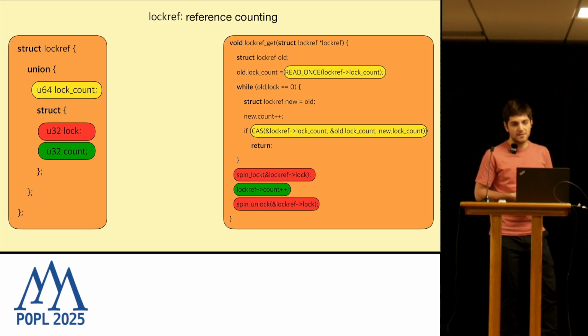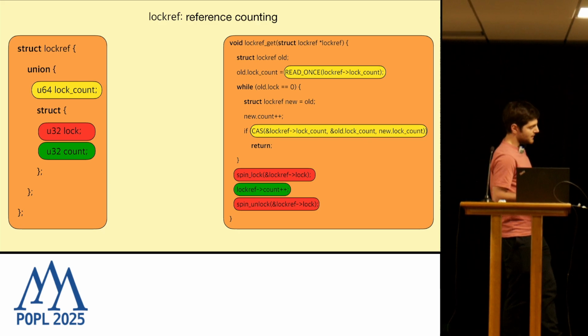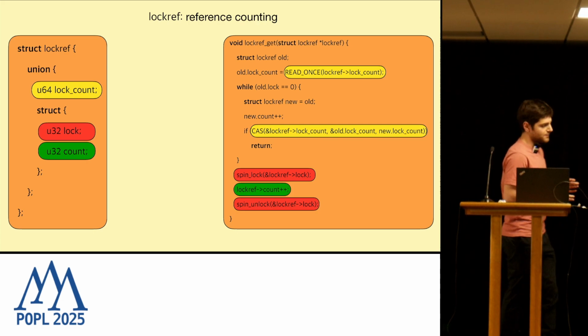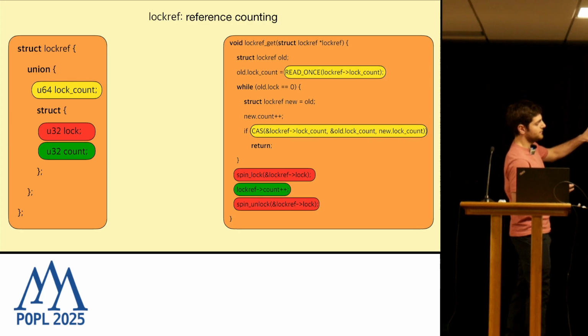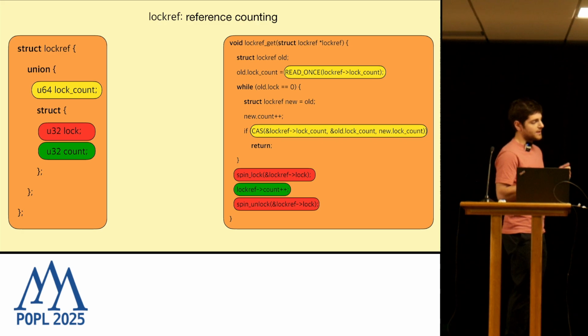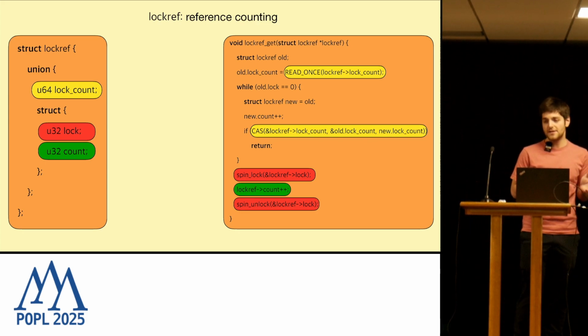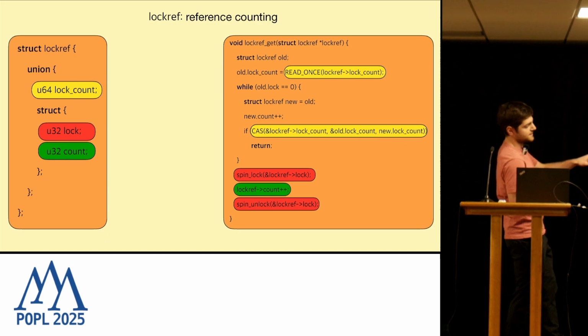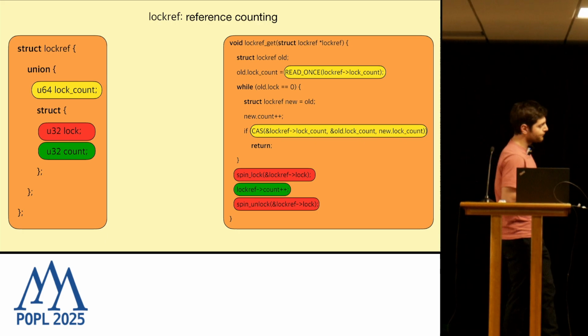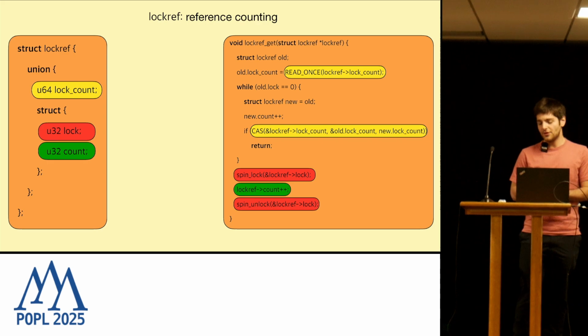On the right, you can see a method that is increasing the reference counter. The first part, in yellow, is a fast path. It's trying to read the whole thing as 8 bytes. If it sees that the lock part is not taken, it tries to increase the counter at once with this CAS, compare-and-swap, operation. If it does so, perfect, it returns with nothing else to do.